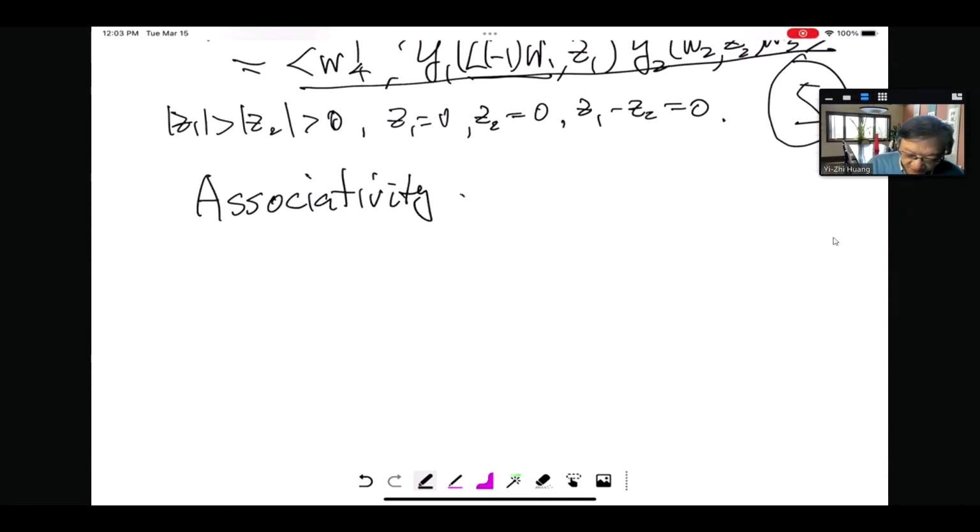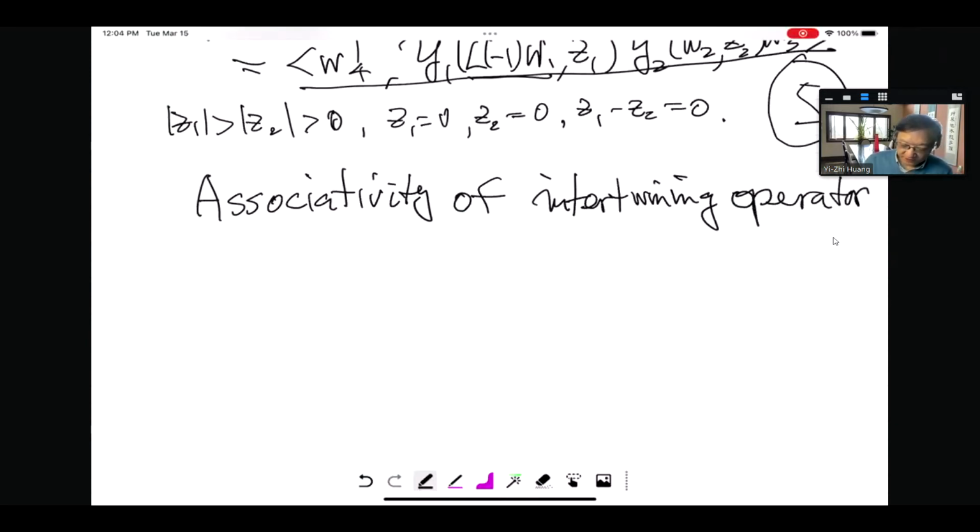We can prove the associativity of intertwining operators. The associativity of intertwining operators is actually equivalent to the operator product expansions for intertwining operators. And because our intertwining operators, as I discussed yesterday, in general also include logarithms, this is also the logarithmic operator product expansion.